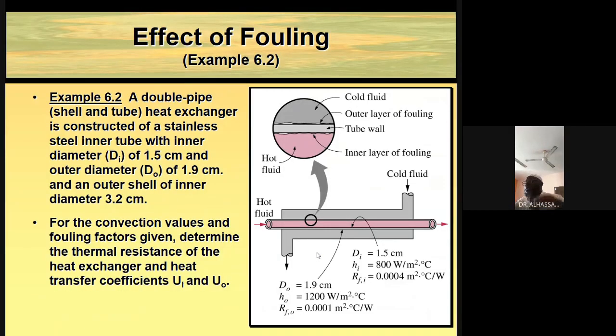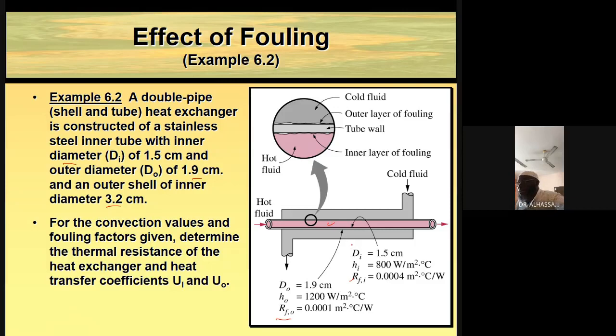Okay, so let us look at this question. Here we are told that a double pipe heat exchanger is constructed of a stainless steel tube with inner diameter 1.5 centimeters and outer diameter 1.9 centimeters, and an outer shell of inner diameter 3.2 centimeters. Now for the convection values and fouling factors, here we have fouling at the outer surface of this tube, and similarly there is fouling at the inner surface of the tube.